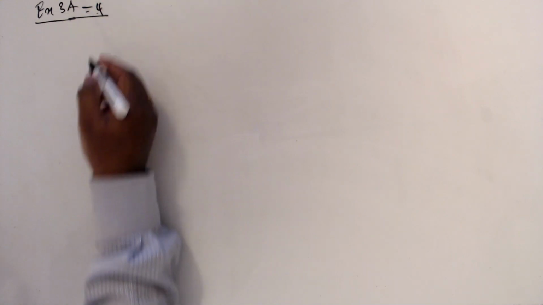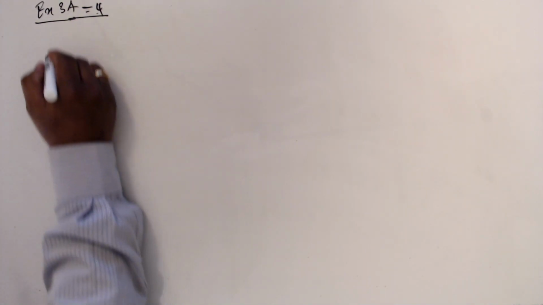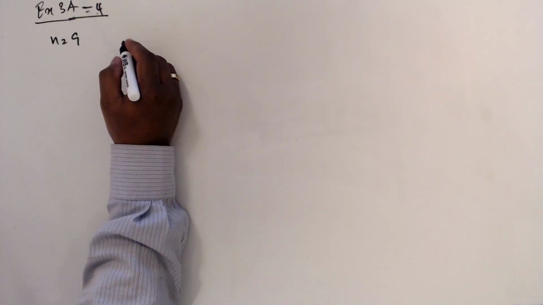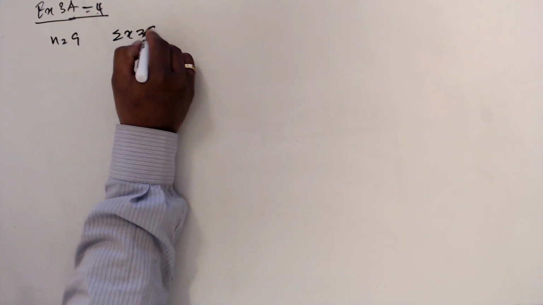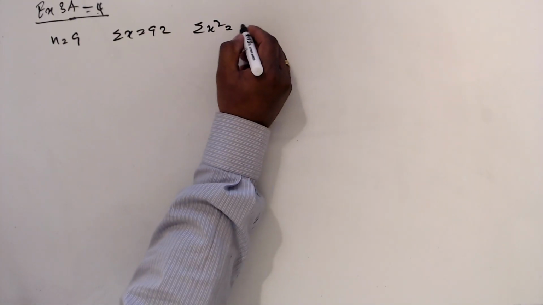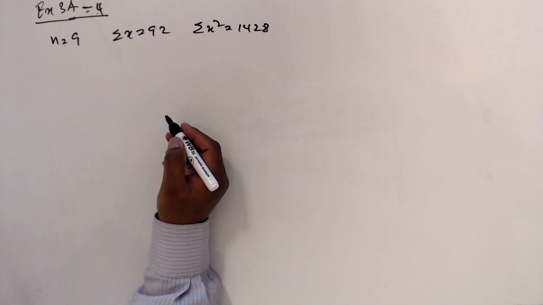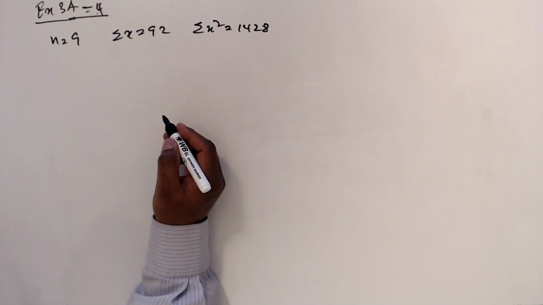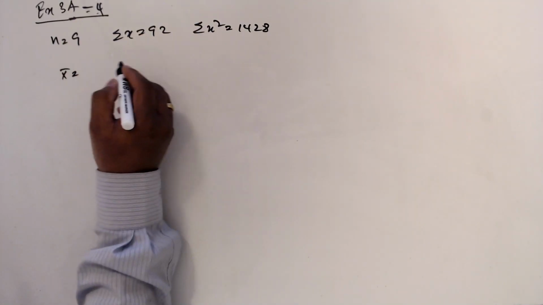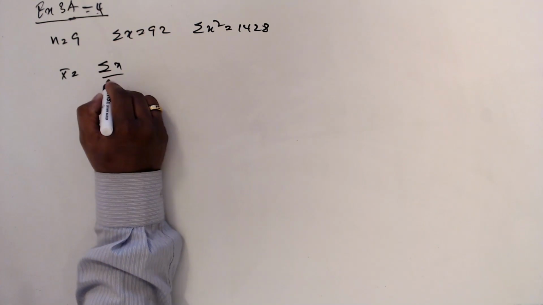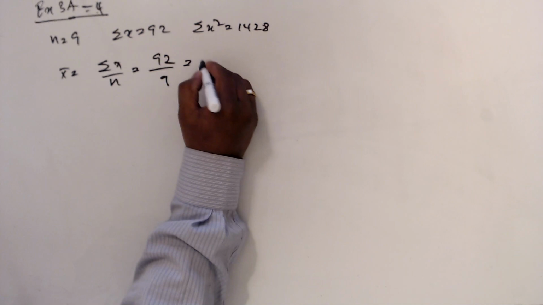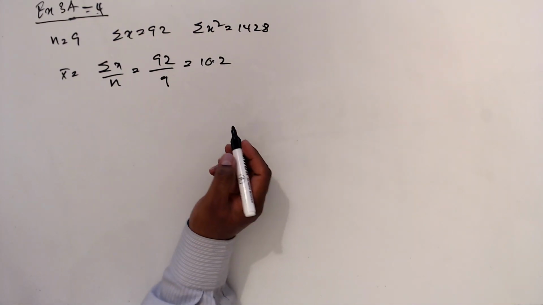Question number 4. Some data is given. The data set has 9 data values. So the addition of these is 92 and summation x square is 1428. Now the first one is find the mean and the standard deviation. So mean x bar is summation x over n. So this is going to be 92 divided by 9. So this is going to be 10.2 to approximate.